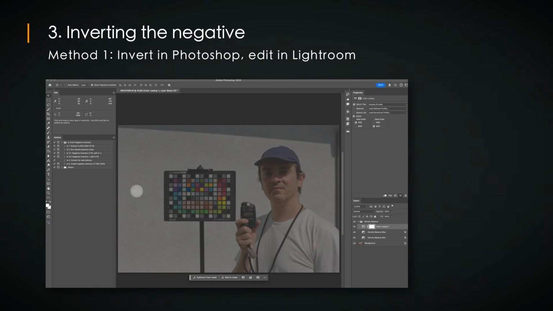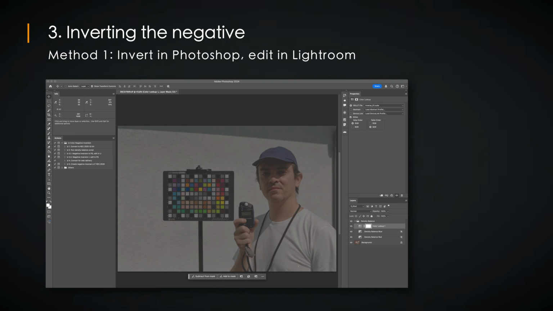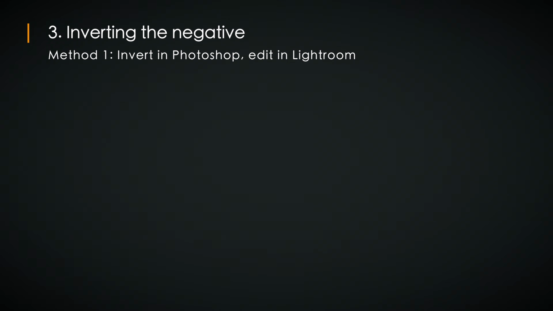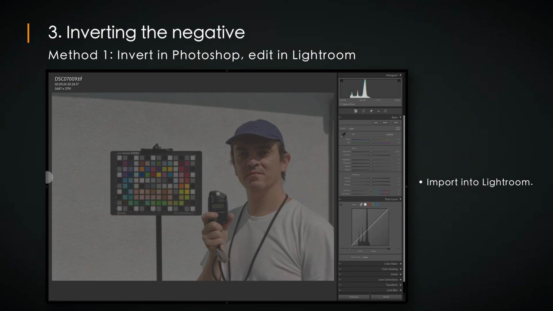At this point, you should have a flat positive image. Save your image in 32-bit, import it into Lightroom, and edit to taste.